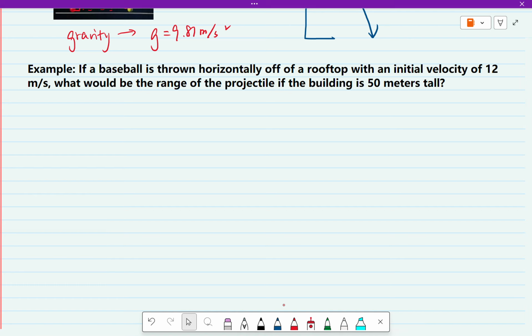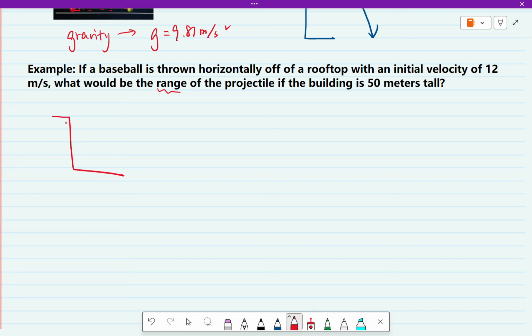Let's look at this example question. If a baseball is thrown horizontally off of a rooftop with an initial velocity of 12 meters per second, what would be the range of the projectile if the building is 50 meters tall? Before solving this question, before we even delve into what variables and numbers we have, we need to understand what this vocabulary word range means. So this word range means how long, or what is the distance, this projectile travels in the horizontal dimension.